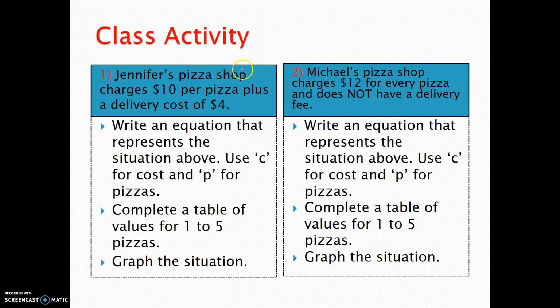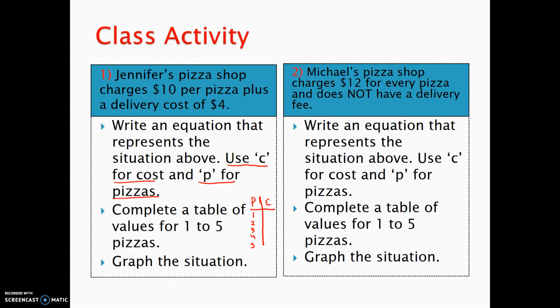It says Jennifer's Pizza shop charges $10 per pizza plus a delivery cost of $4. So I need you to write the equation. Be careful here: they want you to use C for the cost and P for the number of pizzas. Write that equation, whatever that's going to be. Second, complete a table of values. Draw your little table, and for the pizzas, go from 1 pizza to 5 pizzas: 2, 3, 4, 5. Tell me what the appropriate cost is going to be. The third thing I need you to do is graph that situation.